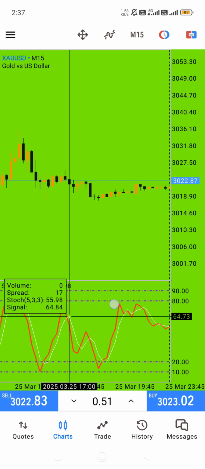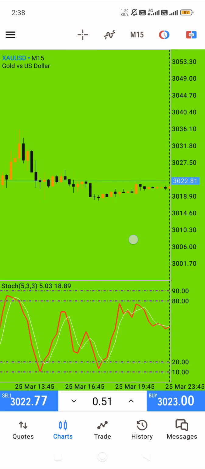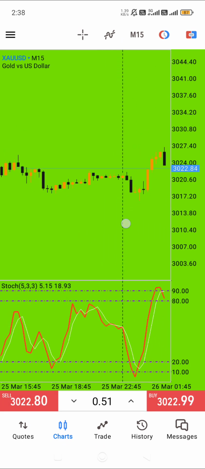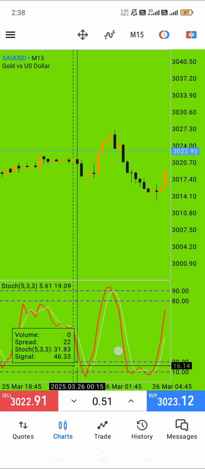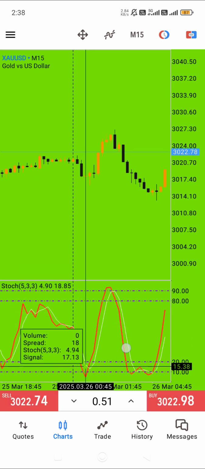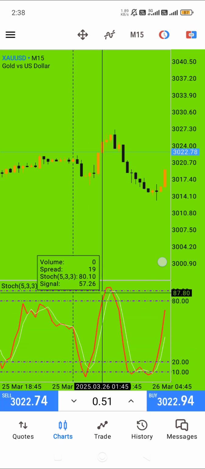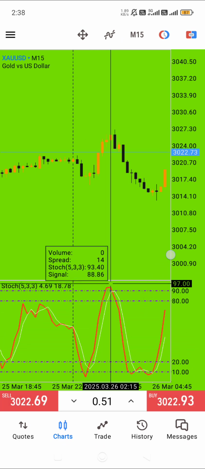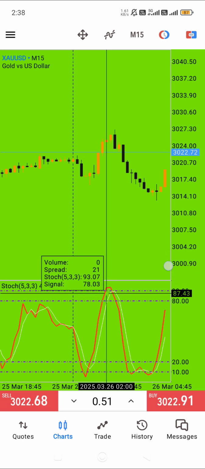Stochastic indicator, both lines go to the upside. That means the market is sideways, with no strong buyer or seller. In this situation, when both lines cross the 10 and 20 level and then cross to the upside, the market will go up, and a strong bullish trend when it crosses the 80 to 90 level.